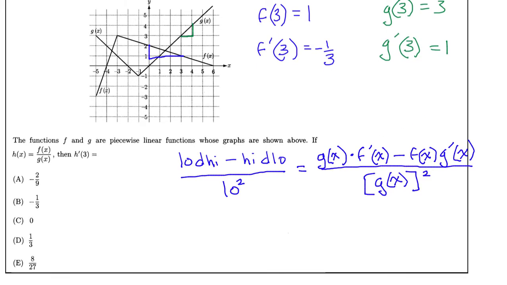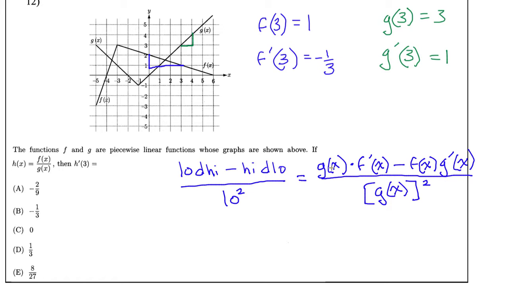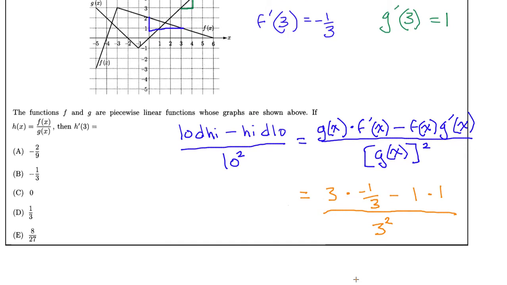We plug them in. When we plug them in, g of x is g of 3. G of 3 is 3. So this is now going to be equal to 3 times f prime. F prime is negative 1/3. Minus, well, f is just 1. G prime is 1. 1 times 1. All that is going to be divided by g squared. So g is 3. 3 squared is 9.